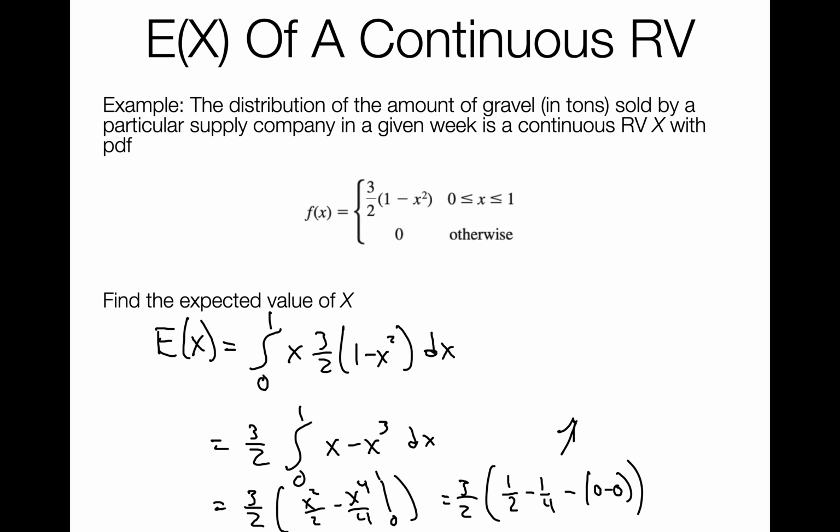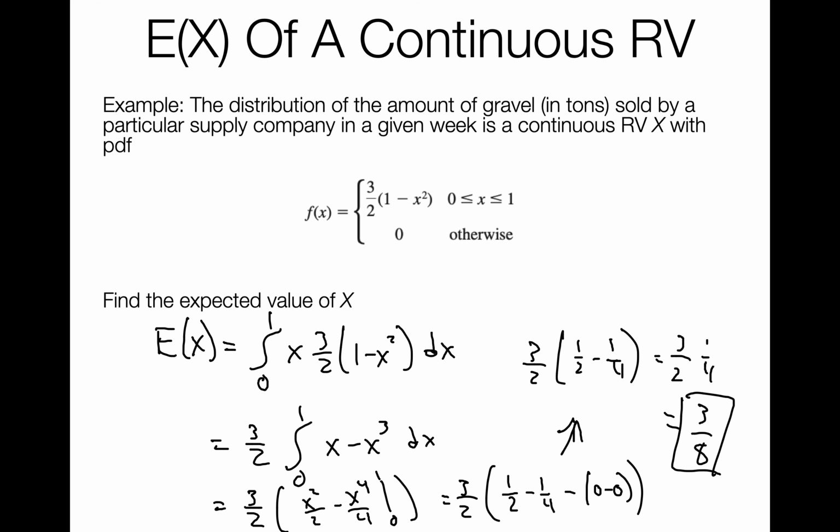So what you really get is 3/2 times a half minus a fourth. Half minus a fourth is a fourth. And so I get 3 halves times a fourth, which is 3/8. And of course you can change that into a decimal if you want. But 3 halves times a fourth is 3/8, and that's the expected value of x. So just a simple integral problem there.